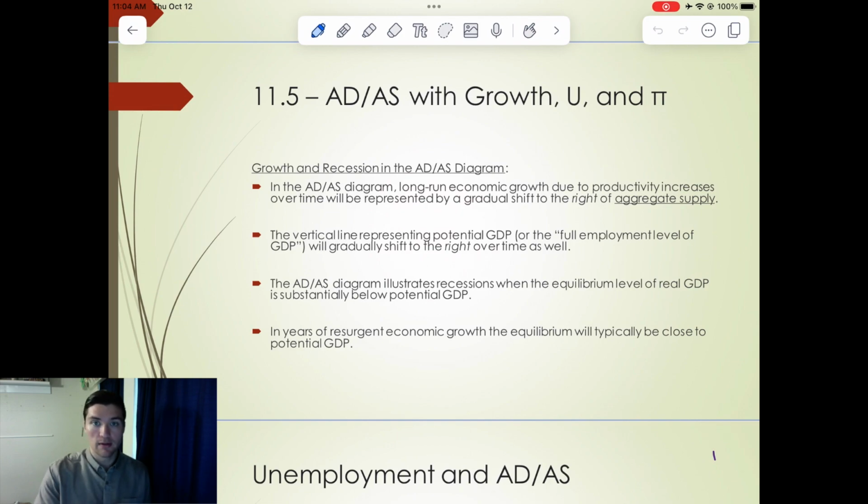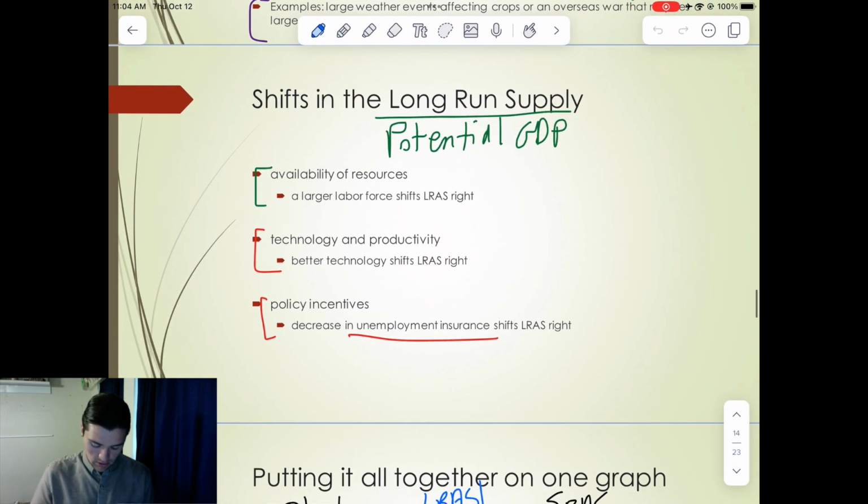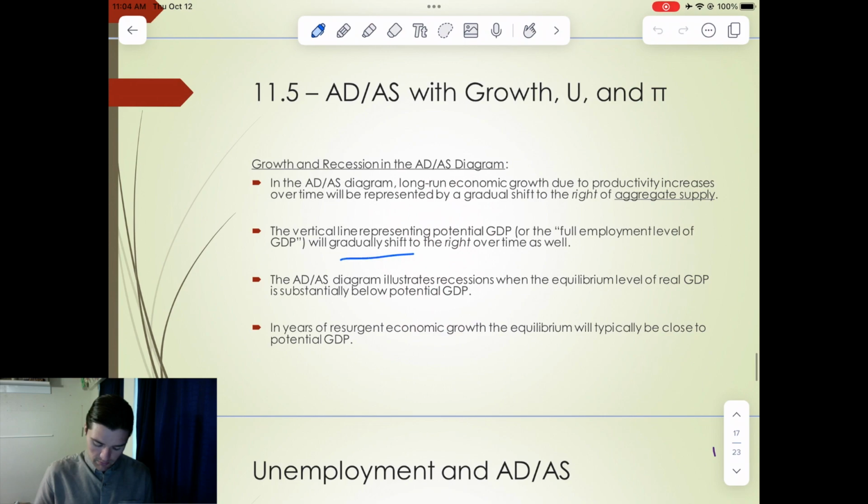You're more productive, you're making more production, that is the supply, all right? And so that vertical line that we talked about, the long-run aggregate supply curve, represents your potential GDP. Another way to say potential GDP is the full employment level of GDP. Okay? So if we had a change in technology, or a change in the number of resources we have, when we were talking about the shift in the long run, this would be a gradual shift to the right over time as well.